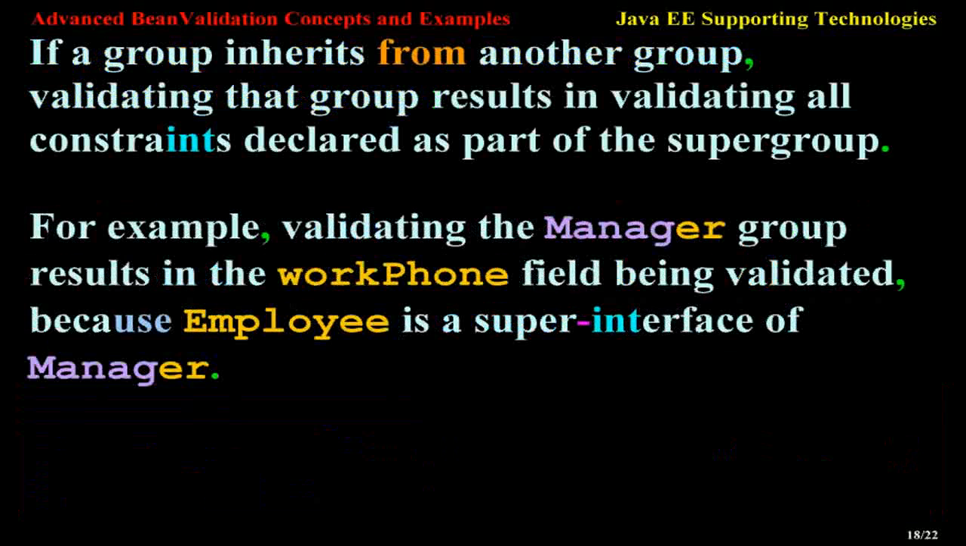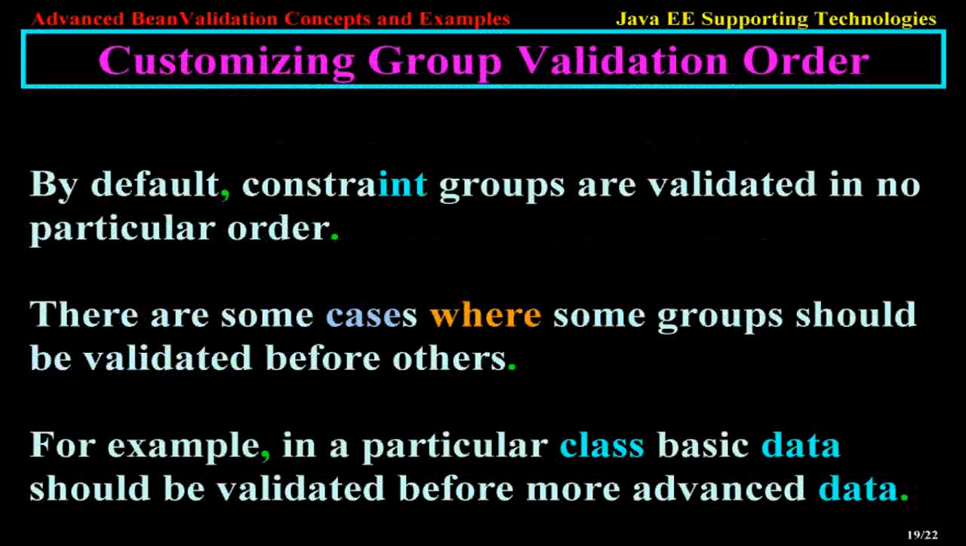If a group inherits from another group, validating that group results in validating all constraints declared as part of the supergroup. For example, validating the Manager group results in the workPhone field being validated because Employee is a super-interface of Manager. Customizing group validation order. By default, constraint groups are validated in no particular order. There are some cases where some groups should be validated before others. For example, in a particular class, basic data should be validated before more advanced data.